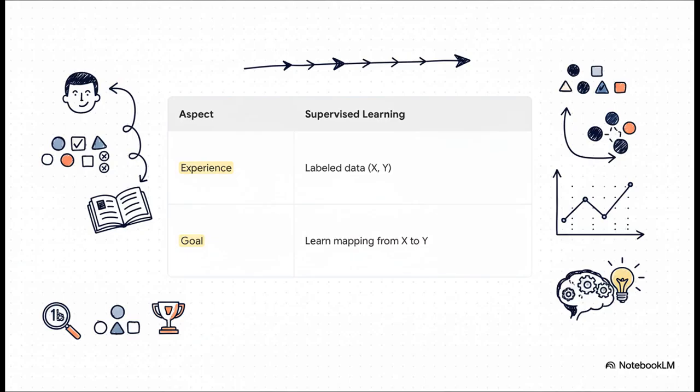What does that mean? It means for every piece of input, which we'll call X, we also have the correct answer, which we'll call Y. The goal is pretty straightforward. Learn the mapping from X to Y so well that you can predict the right Y for any new X you've never seen before.